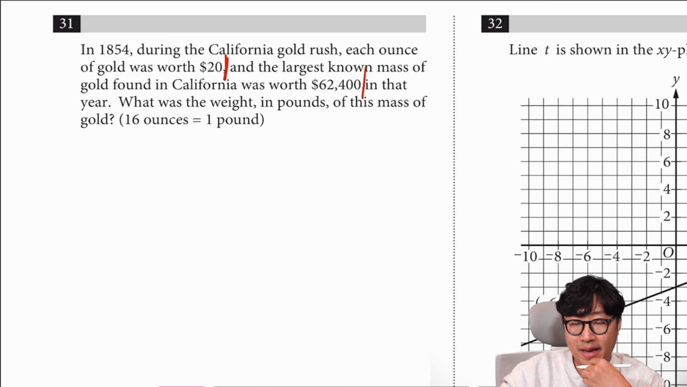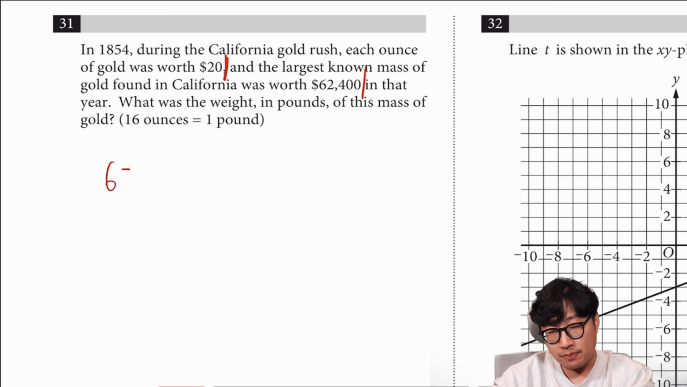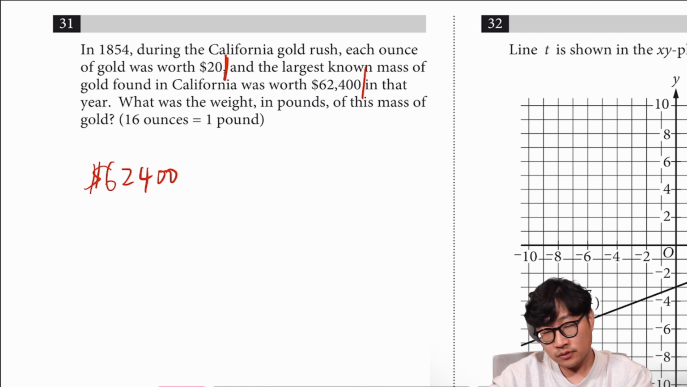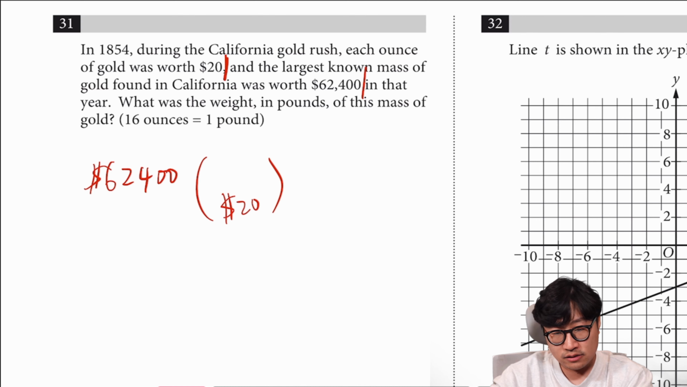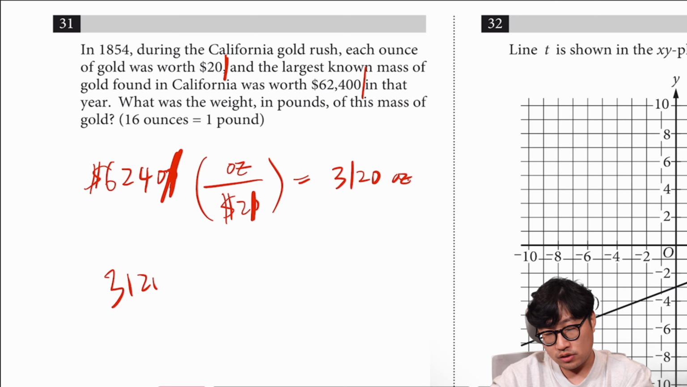What was the weight in pounds of this massive gold? What was it in pounds? So first of all, grab the 62,400 and we'll see how heavy it was in ounces. So go ahead and do $20 per ounce, right? So cancel the zeros and then just divide by 2. So that'll be 3120 ounces, but that's not what we want. We want it in pounds.